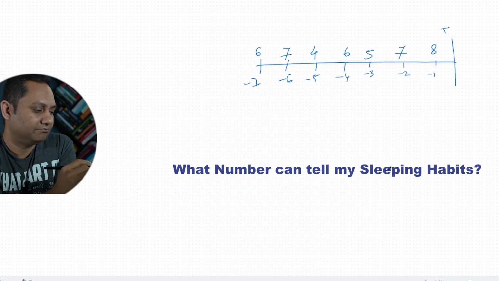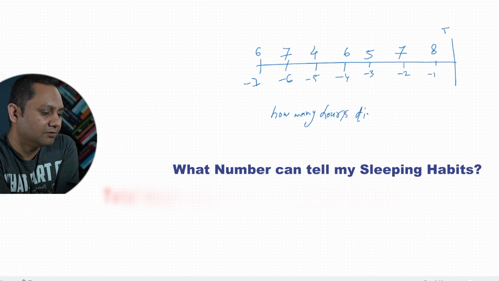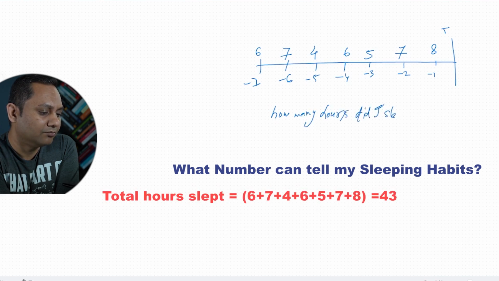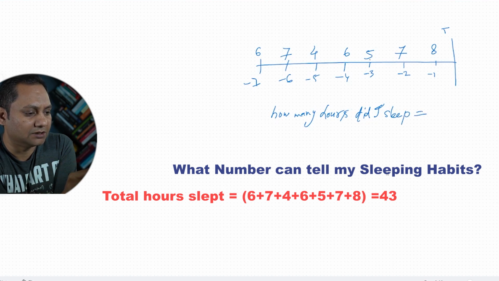One way that people would do it is, okay, let's find how many hours did I sleep in total. And what you do is you add all of this. So that would be 6 and 4 is 10, 7 is 17, 6 is 23, and this is 28, and this is 36, and this is 43. So I slept 43 hours.